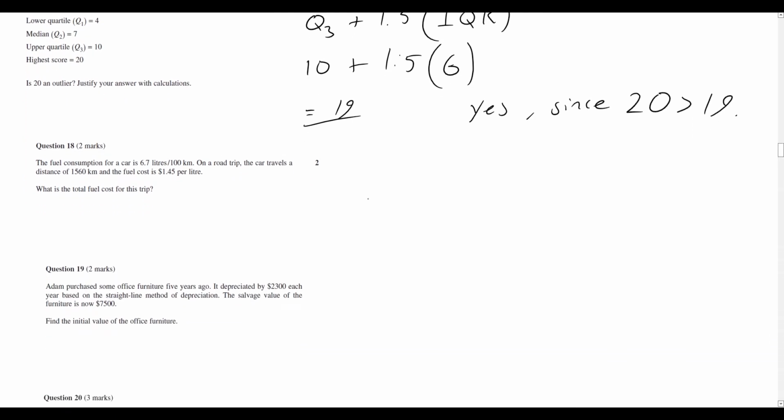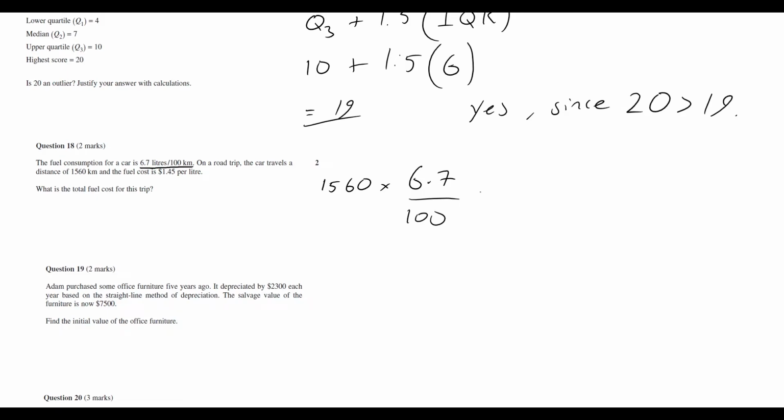Okay, moving on. The fuel consumption for a car is 6.7 litres per 100 kilometres. On a road trip, the car travels a distance of 1,560 kilometres and the fuel cost is $1.45 per litre. So what is the total fuel cost for this trip? Okay, so first thing we need to work out is how much fuel did they actually use on this trip. So we've travelled 1,560 kilometers. And we know that for every 100 kilometers, we use 6.7. So what I'm going to do is I'm just going to times this by that ratio that we were given at the start of the question.